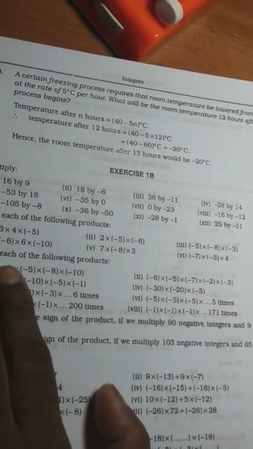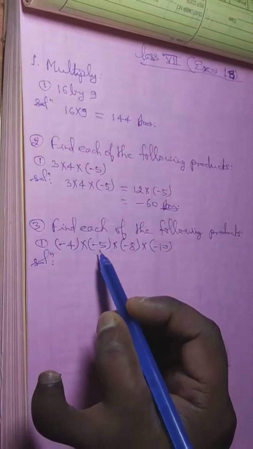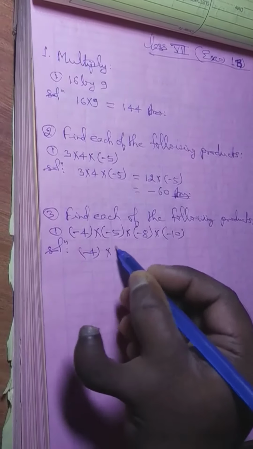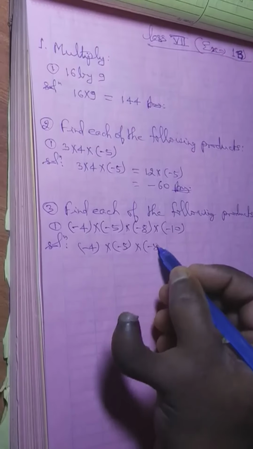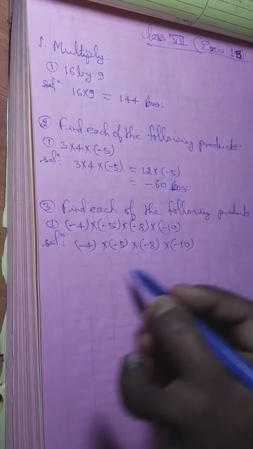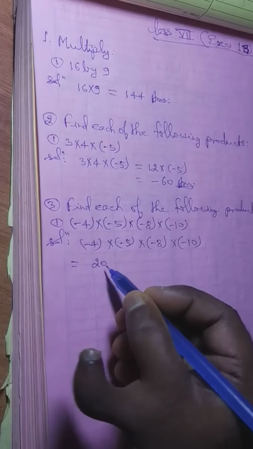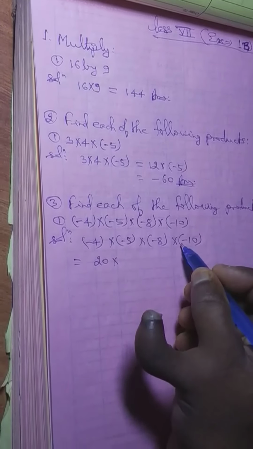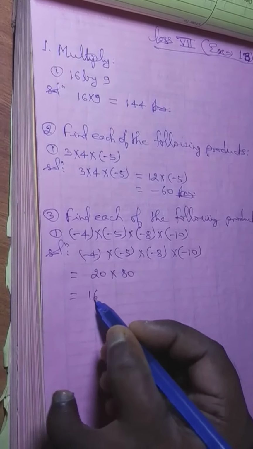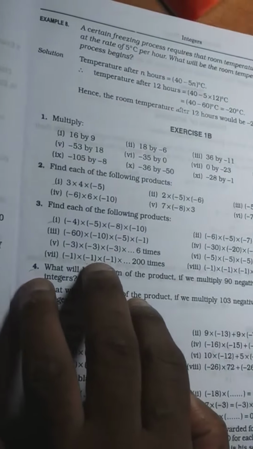Now third question. Find each of the following products. Question number 1: minus 4 into minus 5 into minus 8 into minus 10. Minus 4 into minus 5 into minus 8 into minus 10 is equal to plus, 4 5s are 20. Again plus, 8 10s are 80. 20 into 80 is 1600. Answer. Next is homework.